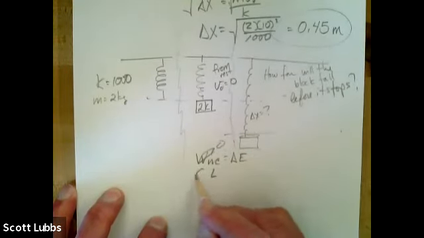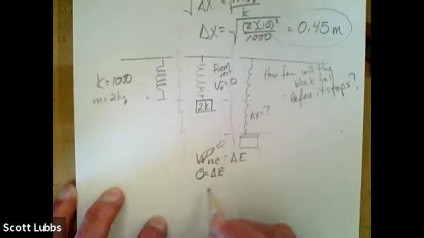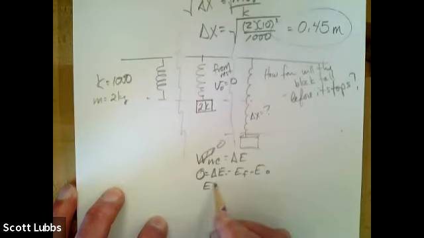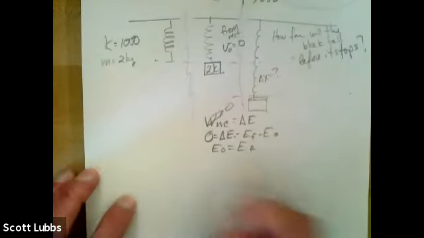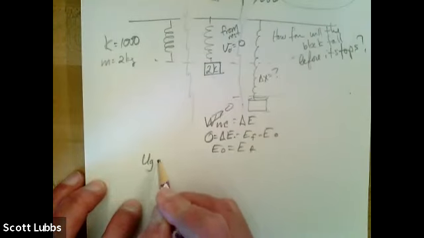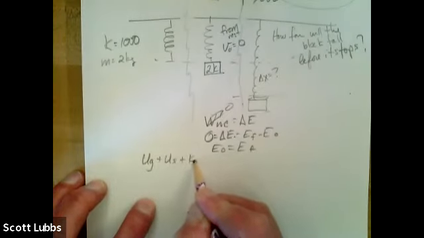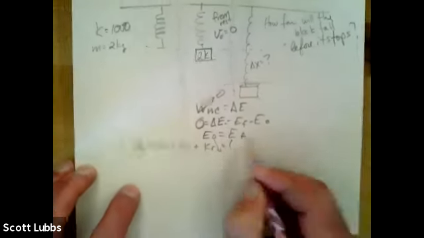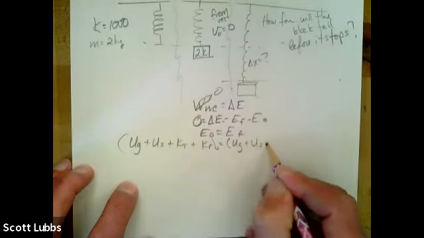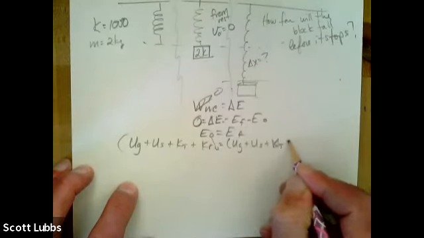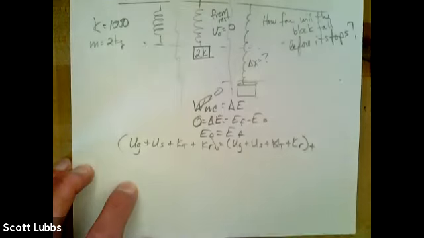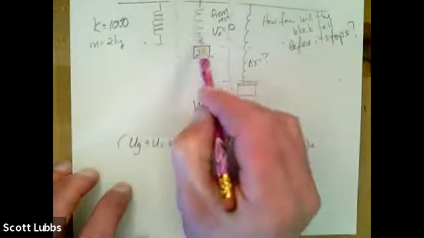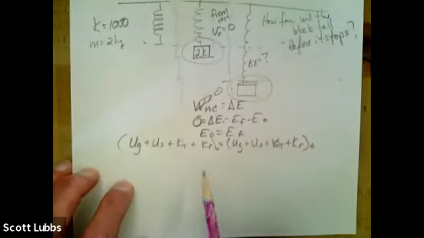0 equals the change in energy. Change in energy is E final minus E initial, so E initial equals E final. Gravitational potential energy, spring potential energy, translational kinetic energy plus rotational kinetic energy. Initially, gravitational, plus the spring, 1/2 k x squared, final. Initially is going to be right here. Finally is going to be down here.